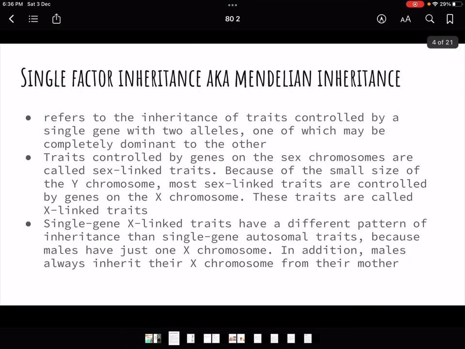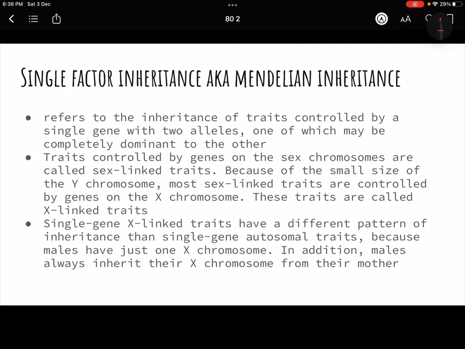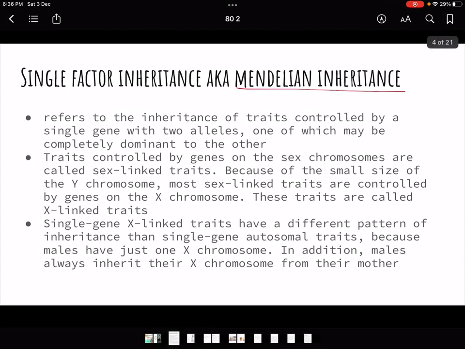So now let's get to what we have to read today, that is single factor inheritance, जिसको हम Mendelian inheritance भी बोलते हैं। So single factor inheritance is also known as Mendelian inheritance because it works on Mendel's principles. Which Mendel's principles? The ones that we studied yesterday and day before yesterday, right? So basically it refers to the traits which are controlled by single genes, ठीक है, single genes with two alleles, one of which may be completely dominant over the other.